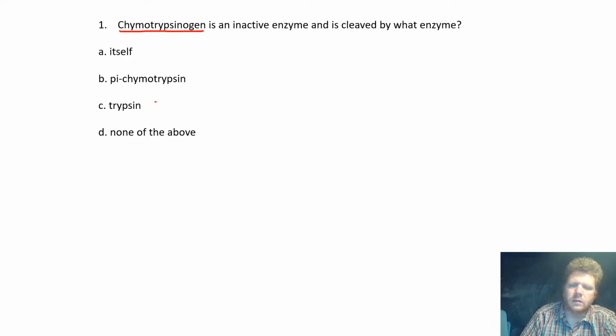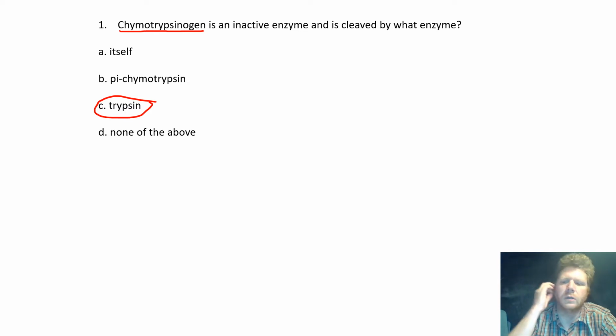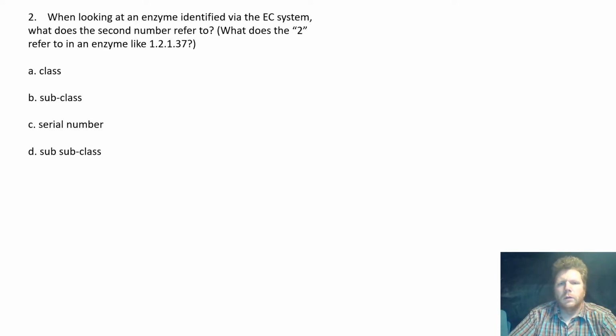Chymotrypsinogen is cleaved by trypsin. Trypsin cleaves chymotrypsinogen, resulting in the formation of pi chymotrypsin, which then can autocleave and go on to further develop the functional enzyme. So there you go.